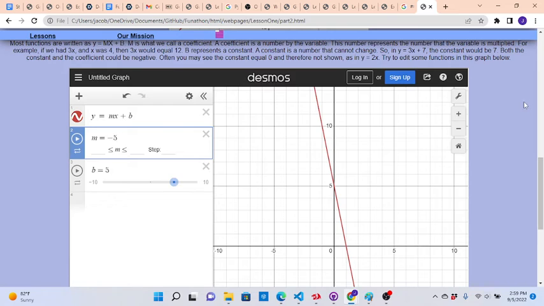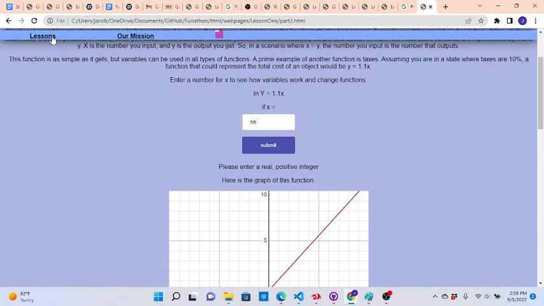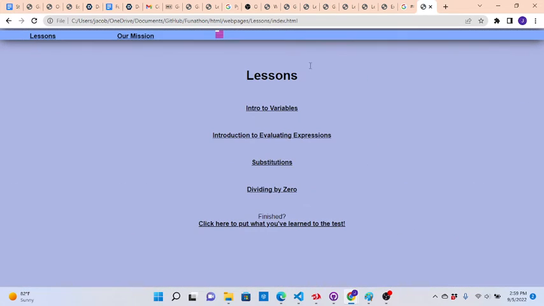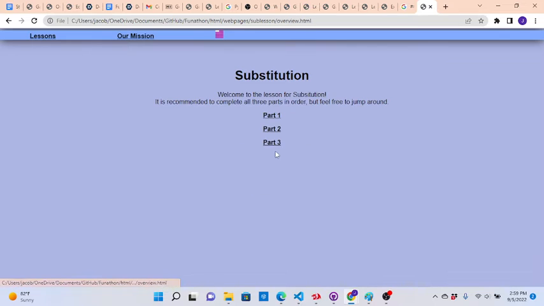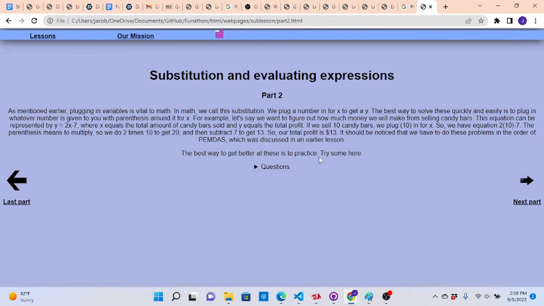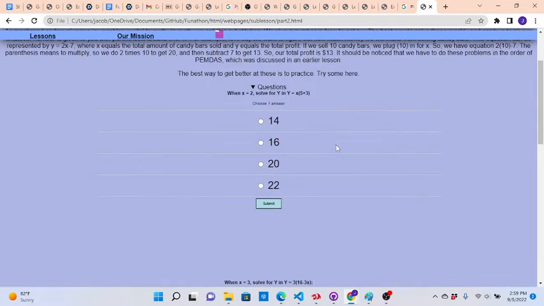So now let's try out another random lesson. Let's try substitutions. Okay, so here you can see where we teach all about plugging a number into a formula and getting the answer. Now here our interactive activity is questions. So in this problem, we know the answer is 16. So Joseph would pick 16.